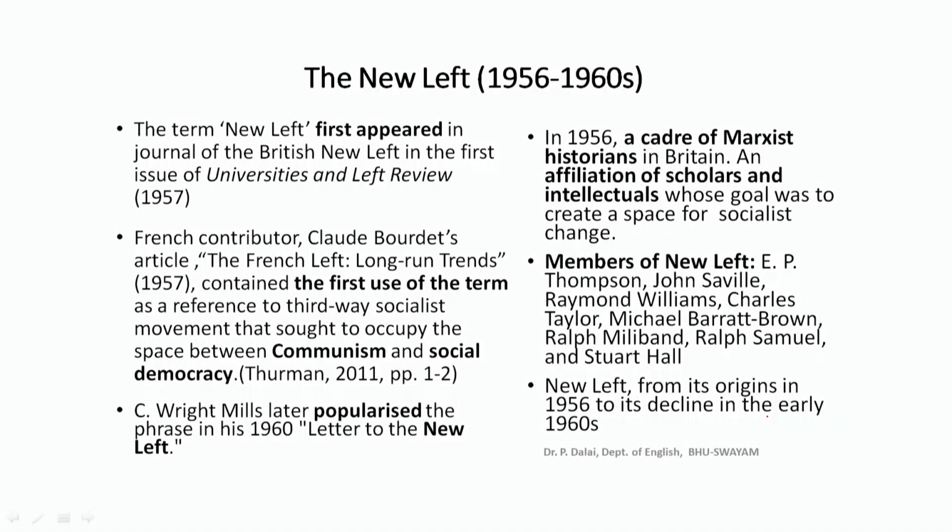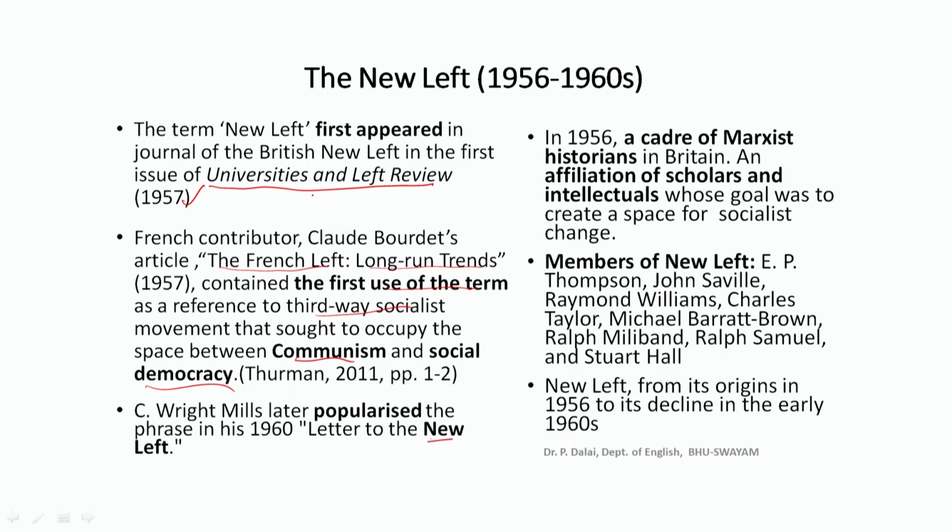As you can see, the term new left first appeared in the Journal of British New Left, in the first issue of Universities and Left Review published in 1957. In the same year, Claude Bourdet, in his article The French Left Long Run Trends, used this term as a reference to a third way socialist movement between communism and social democracy. And later on, as we know, C. Wright Mills, the American sociologist, popularizes this concept new left through his letter to the Left Review, the journal being published by the new leftists.